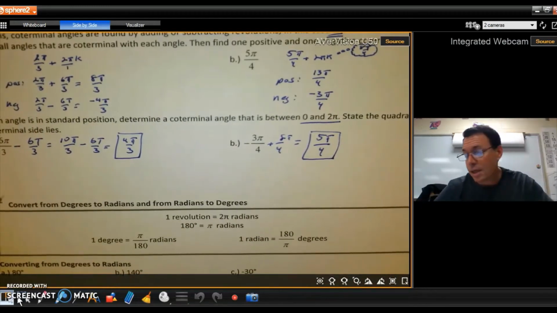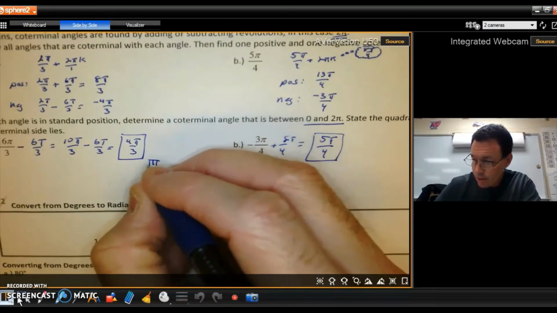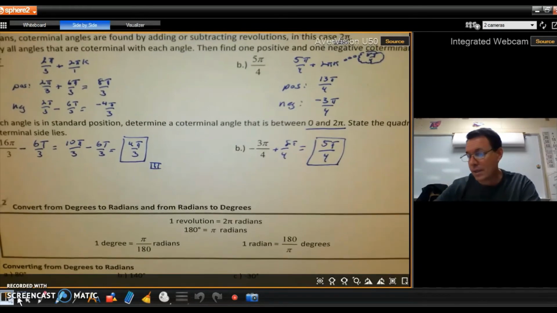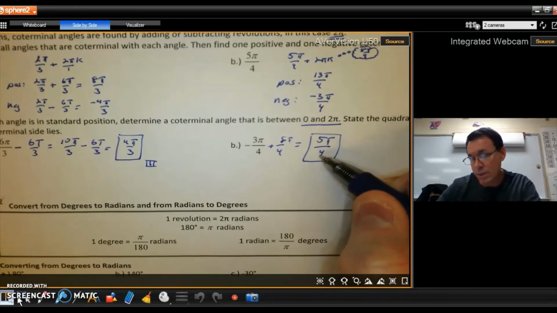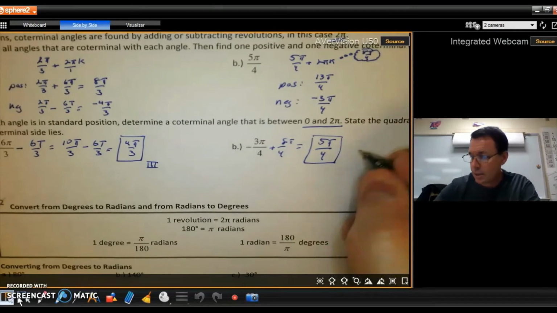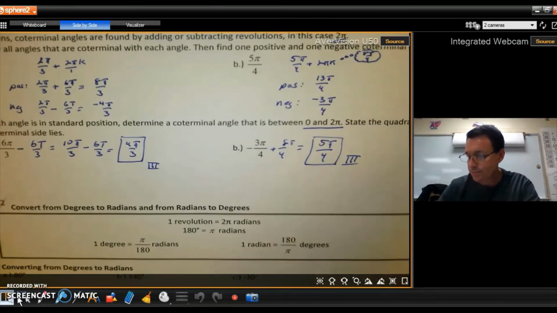Again, this one would be in quadrant 3 because it's a little bit past 1. So 1 pi is that boundary between the second and third quadrant. Same with this one. 5 pi over 4 is bigger than 1 by a quarter. So it would be 1/4 of the way into that quadrant. So that's also quadrant 3.